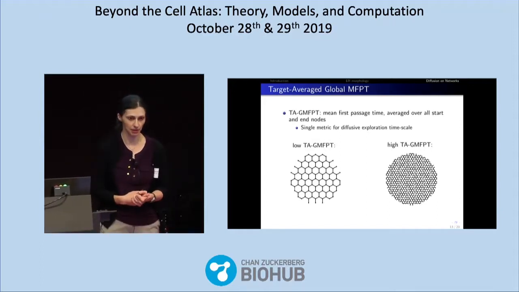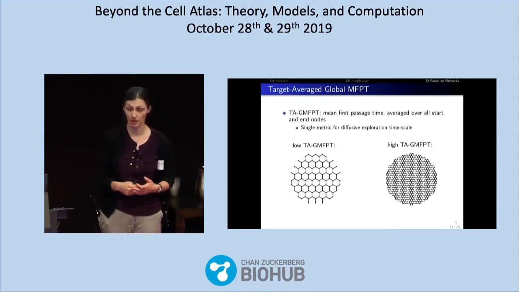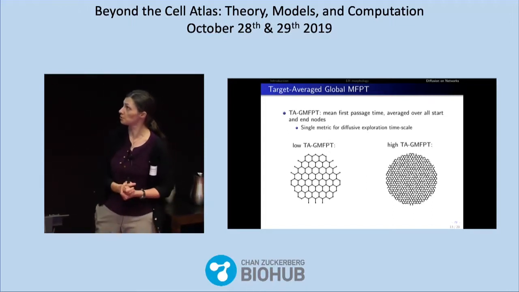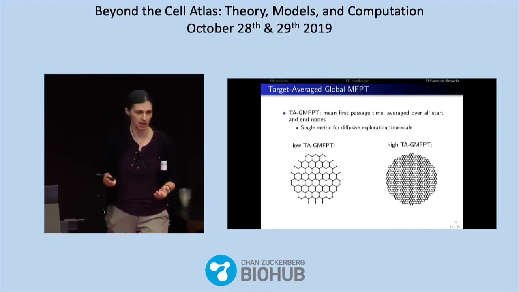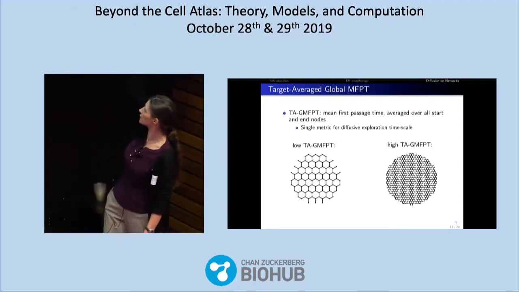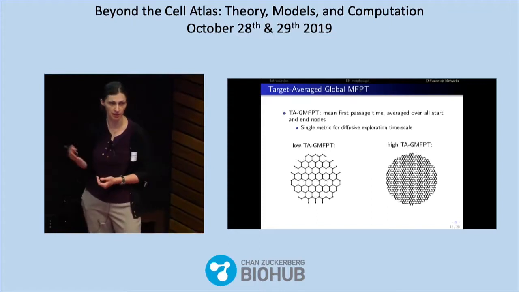And there's an example here of two networks covering roughly the same spatial extent. This one has a very low target average global mean first passage time. There's not very many edges to explore, and they're all very well connected. This one has a very high search time. There's a lot more of it to explore. The edges are poorly connected.